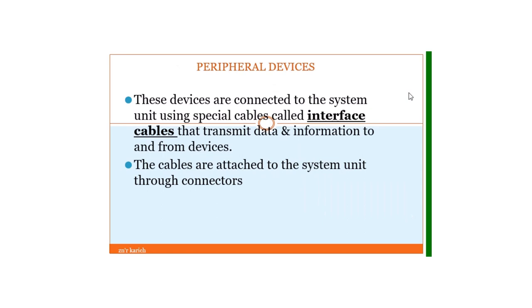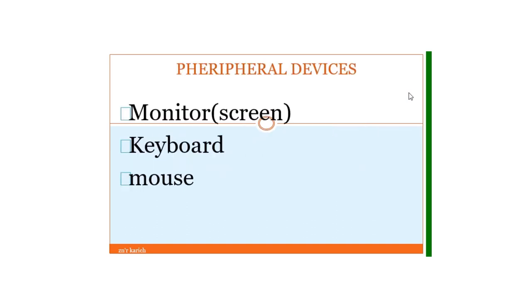Peripheral devices are devices that are connected to the system unit using special cables, which we call the interface cables, and they transmit data and information to and from the devices. The cables are attached to the system unit through connectors, and these connectors we call the ports.